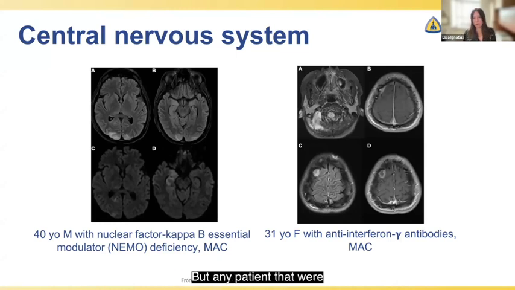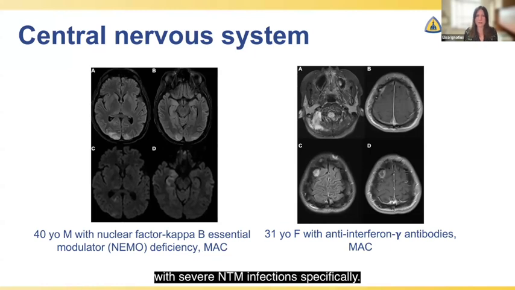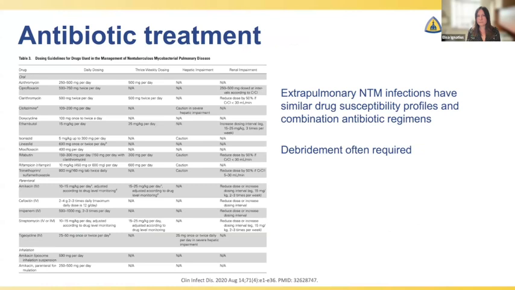But any patient who were to develop a disseminated NTM infection that went to the brain, without there being something profound given to them to weaken their immune system, really needs a thoughtful and thorough immunologic workup for these rare, but nonetheless very well described, immunodeficiencies that have been associated with severe NTM infections specifically.